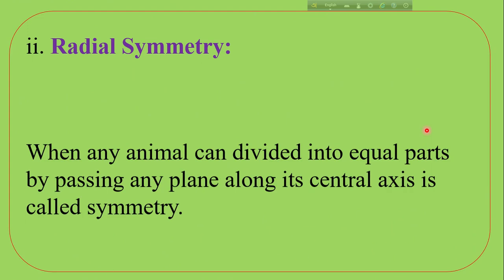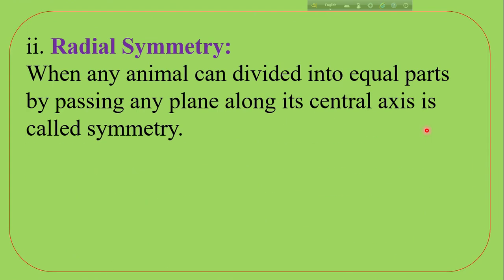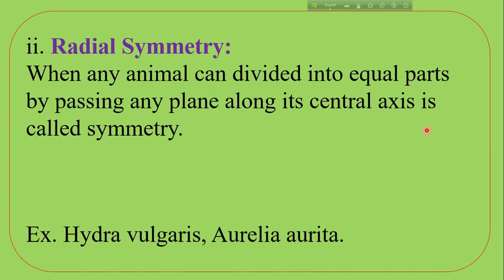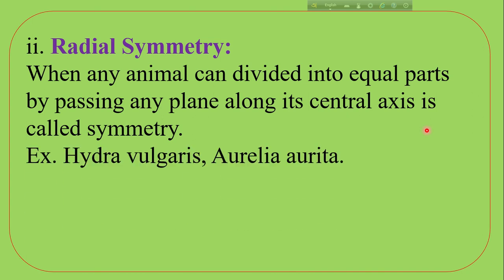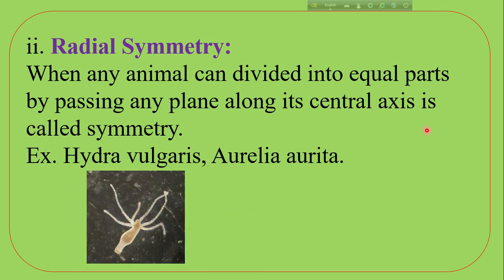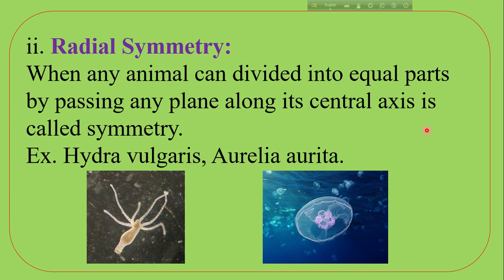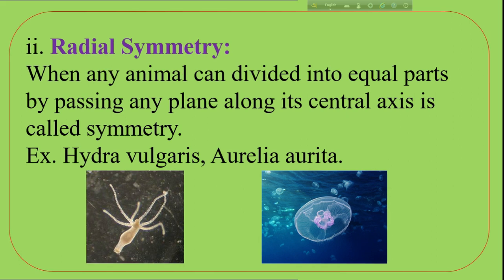Radial symmetry. When any animal can be divided into equal parts by passing any plane along its central axis, it is called radial symmetry. But we have to divide along its central axis. Example, Hydra vulgaris, Aurelia aurita or jellyfish. These animals are in radial symmetry.